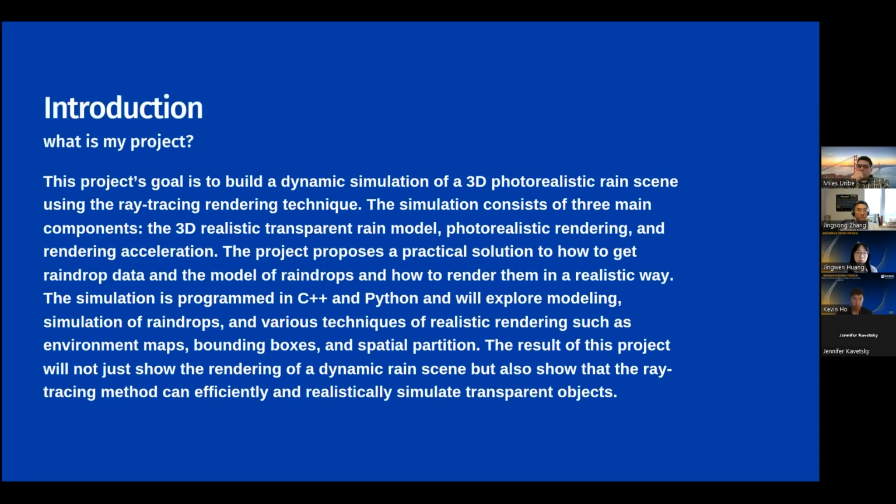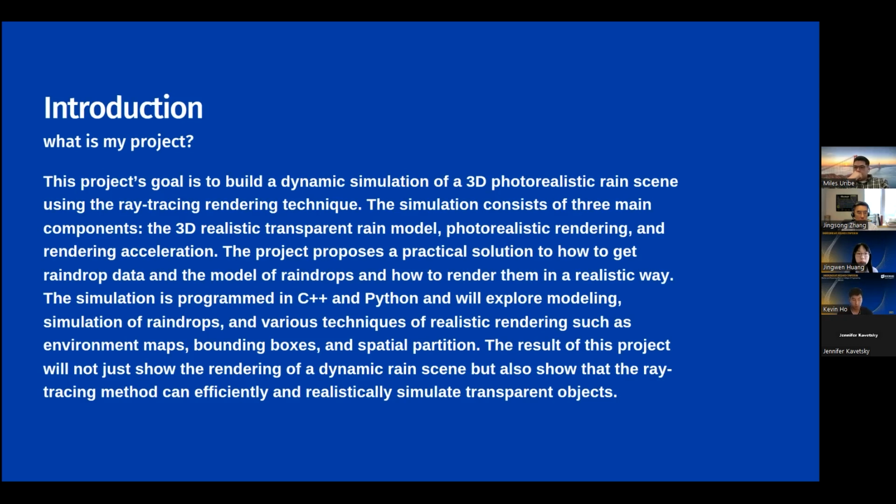So my project's goal is to build a dynamic simulation of a 3D photorealistic rain scene using the ray tracing rendering technique. The simulation consists of mainly three parts: the 3D realistic transparent rain model, photorealistic rendering, and rendering acceleration. The project proposed a practical solution to how to get raindrop data in the model of raindrops and how to render them in a realistic way.